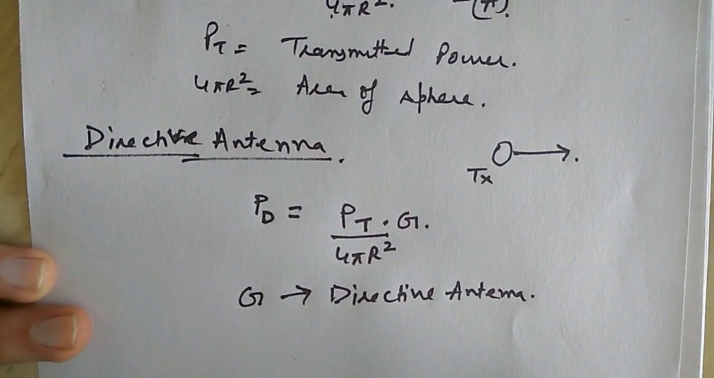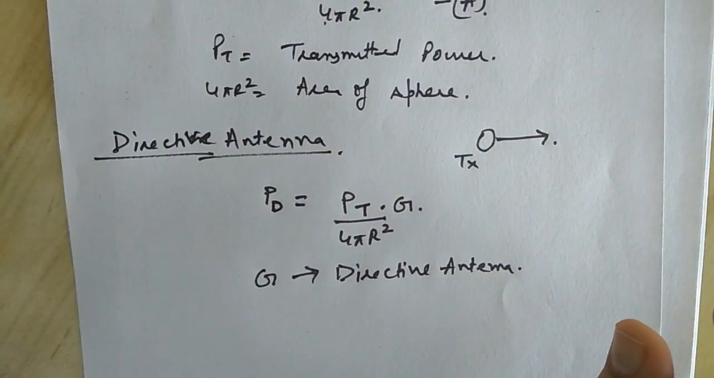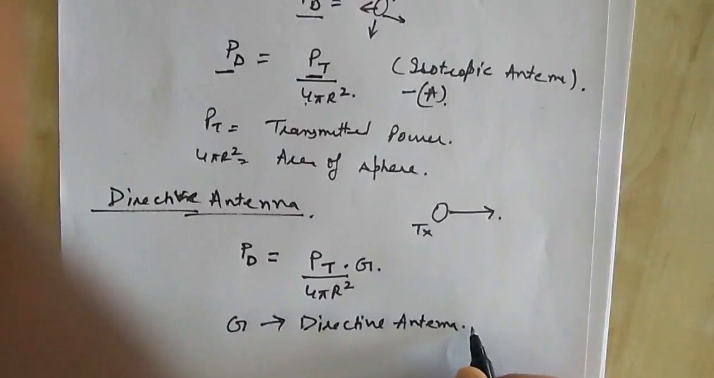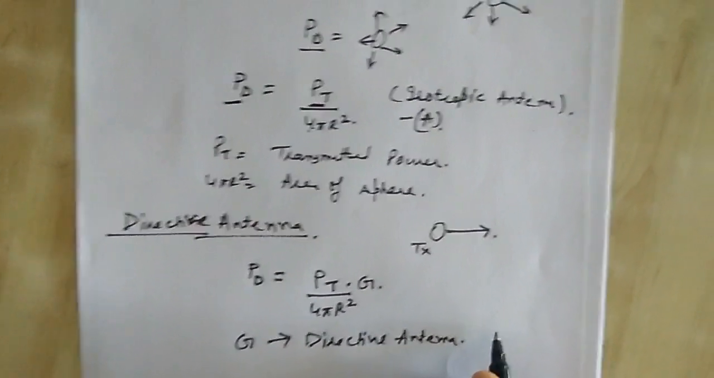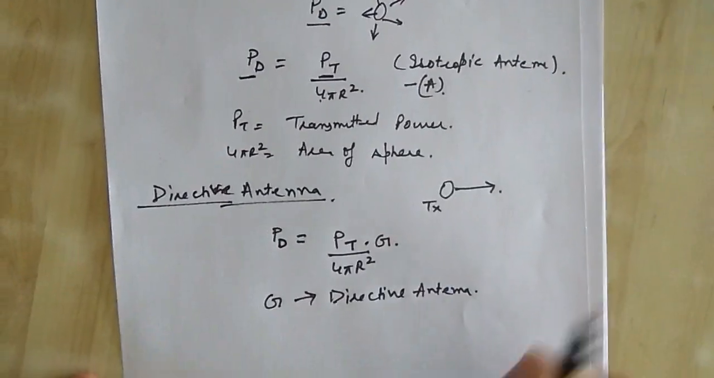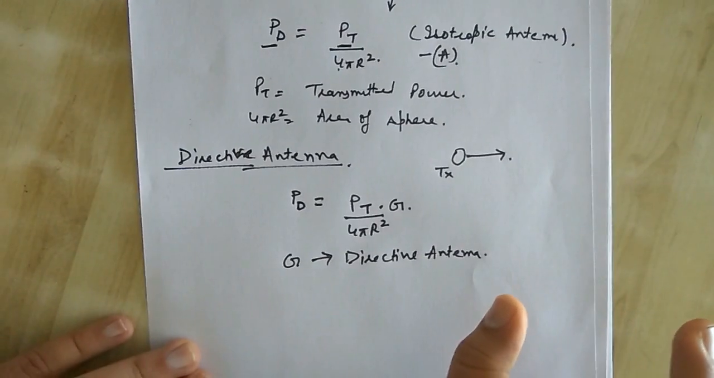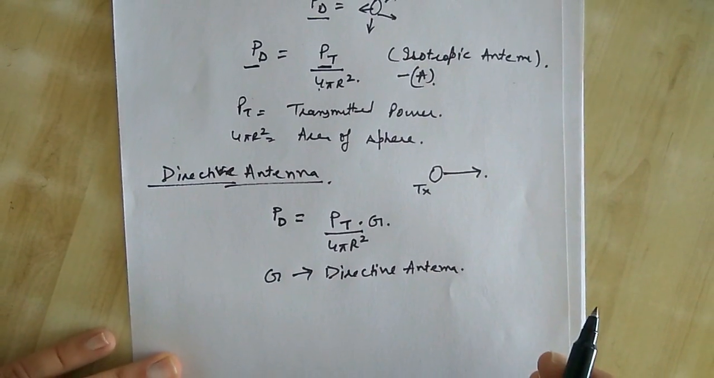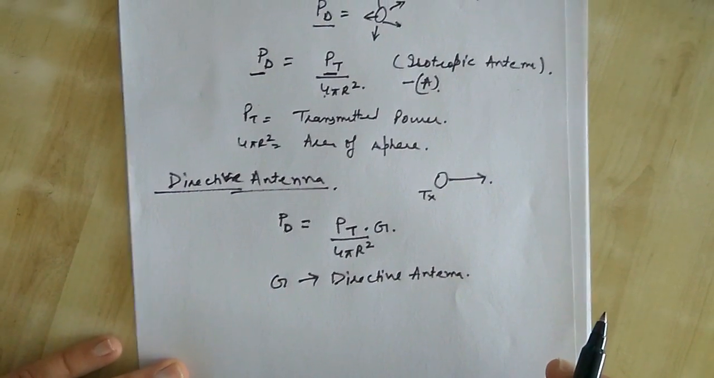As we all know, directive antennas have the highest directivity. The directivity of these directive antennas is very high. So that is why the gain factor is introduced by using these directive antennas. Now that was all about the directivity of the antennas, whether they are isotropic or directive antennas.